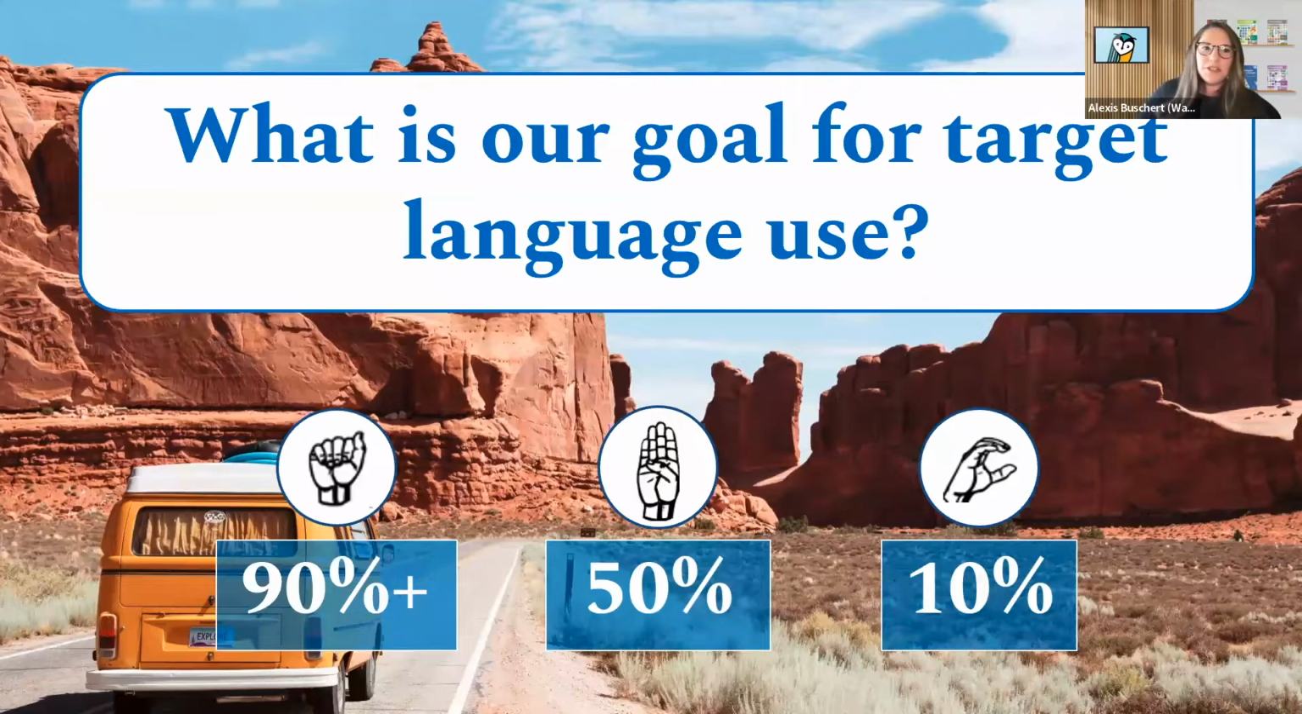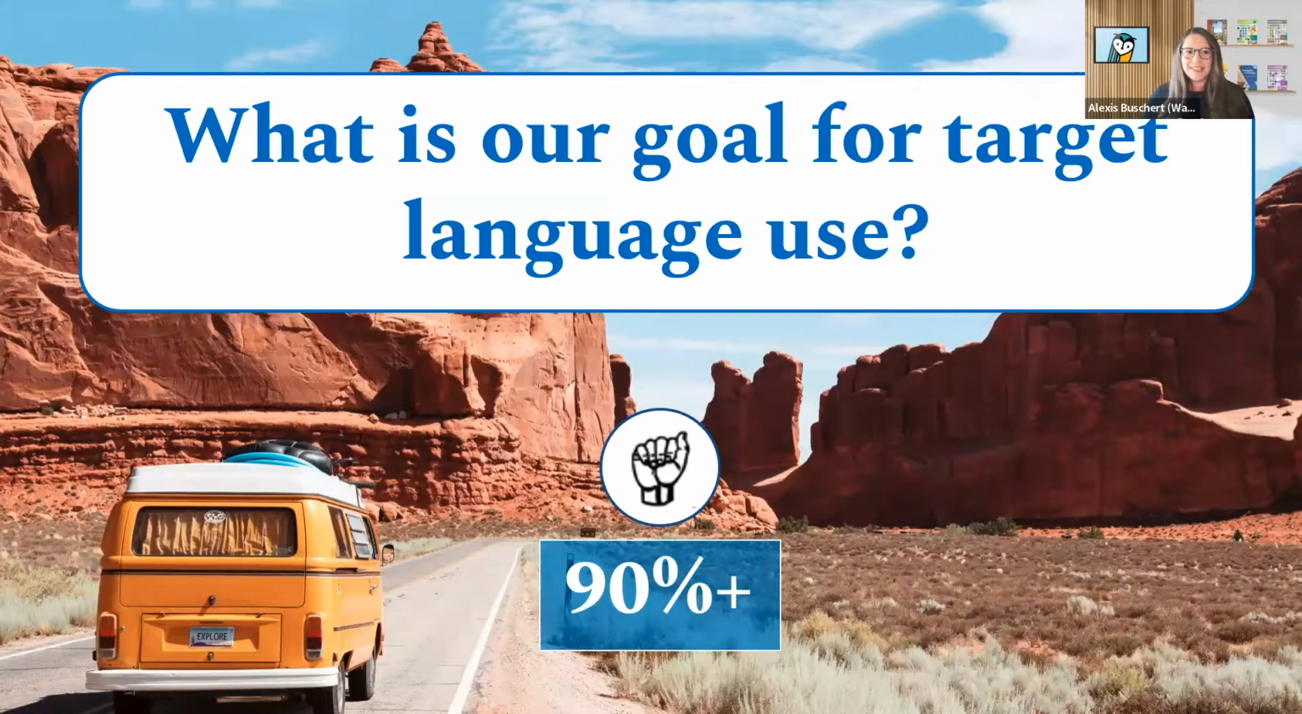So here's our first trivia question that we're going to start off with. Again, you can put your answer in the chat. The question is, what is our goal for target language use? In your classroom with your students, what percentage of the time is our goal for target language use? If you've got your camera on, you can hold up either the A, B, or C, or you can put it in the chat. I'm seeing some A's. I'm seeing some 90% in the chat. Yes, very good. 90% is the correct answer.